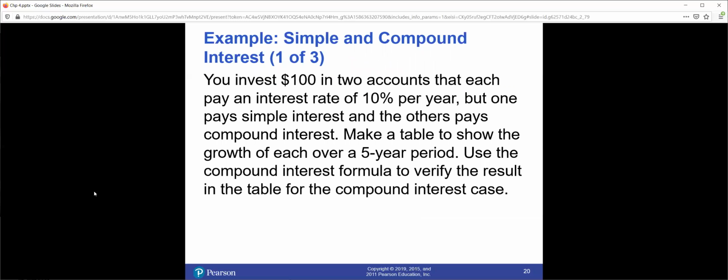You invest $100 into 2 accounts that each pay an interest rate of 10% per year. One pays simple, one pays compound. Create a table to show the growth of each over a 5-year period. Use the compound interest formula to verify the result in the table for the compound interest case.